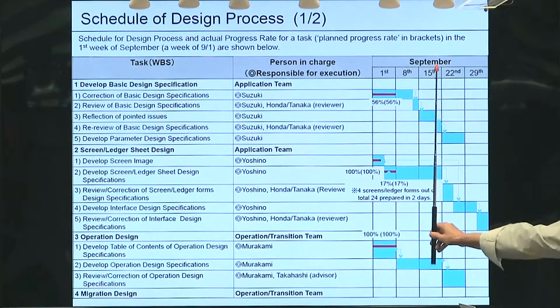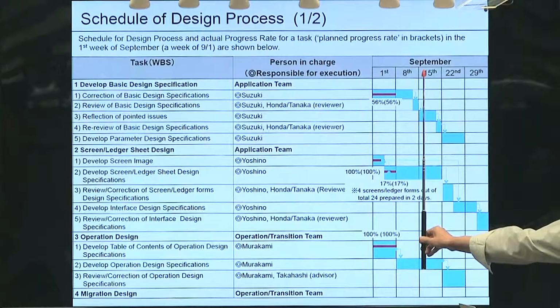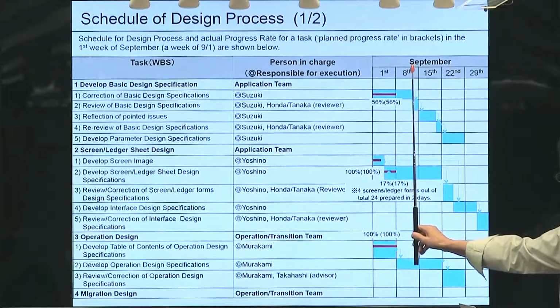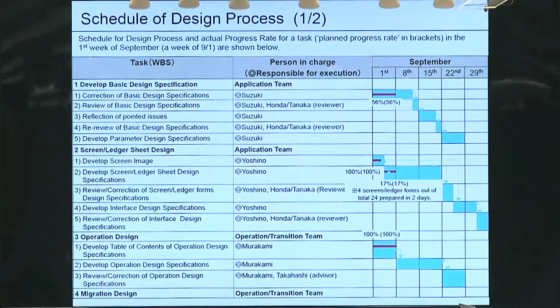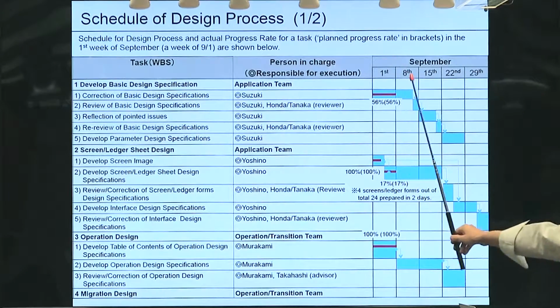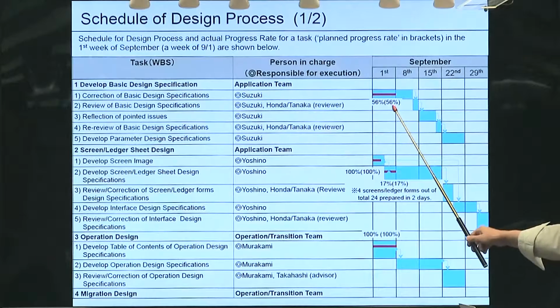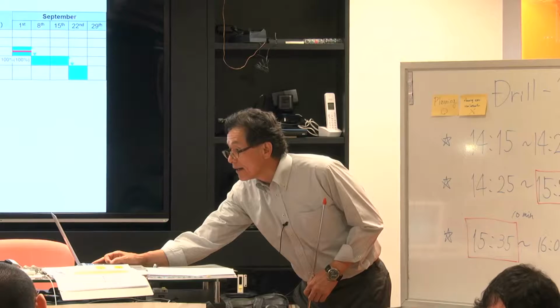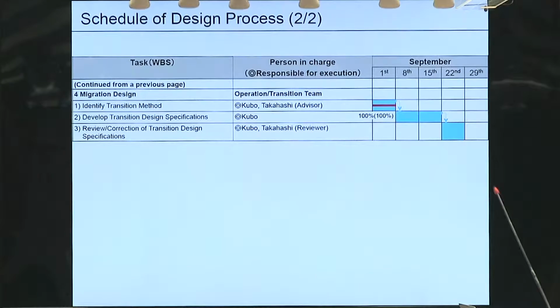And today is 15 of September. So basically, after starting a project, 2 weeks have passed. And as of end of first week of September, the report said the progress was 56, 100. Next page, migration design, 100.